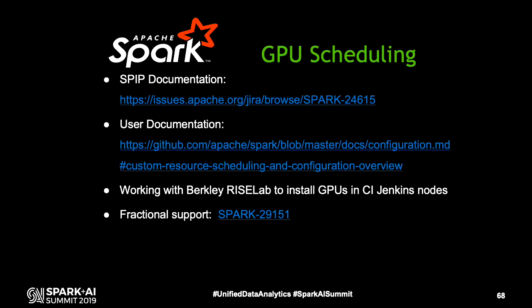Some other things going on related to this, we're also working with Berkeley RISELab, which runs our CI/CD and Jenkins instances, to get actual GPUs installed on those machines, and that way we can run it through CI/CD nightly, make sure we haven't broken anything. NVIDIA was gracious enough to give them GPUs to use for this. There's also a lot of other Apache projects that were interested in this.